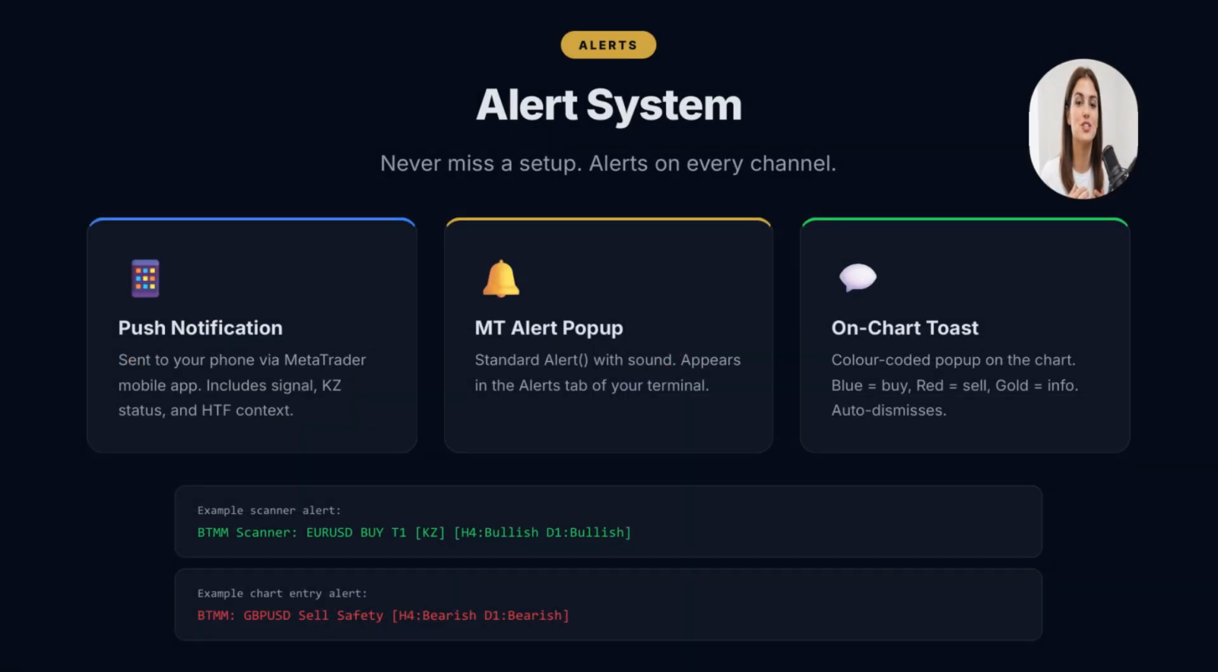The alert system sends notifications through 3 channels: MT4, MT5 alert pop-up, push notification to your phone, and an on-chart toast. Scanner alerts include the symbol, signal type, kill zone status, and HTF context. You can configure cooldown periods and KZ-only mode to reduce noise.